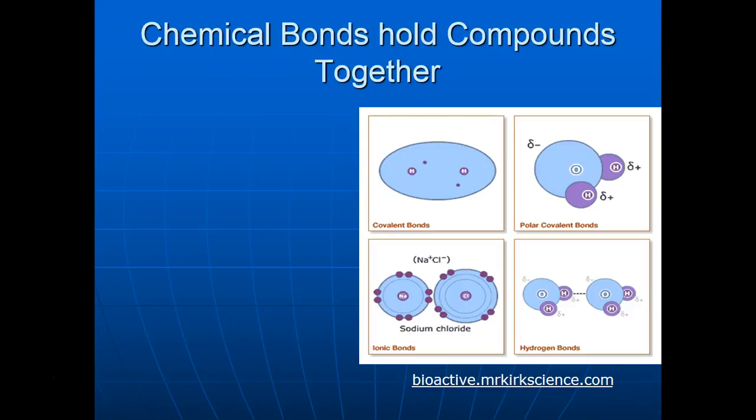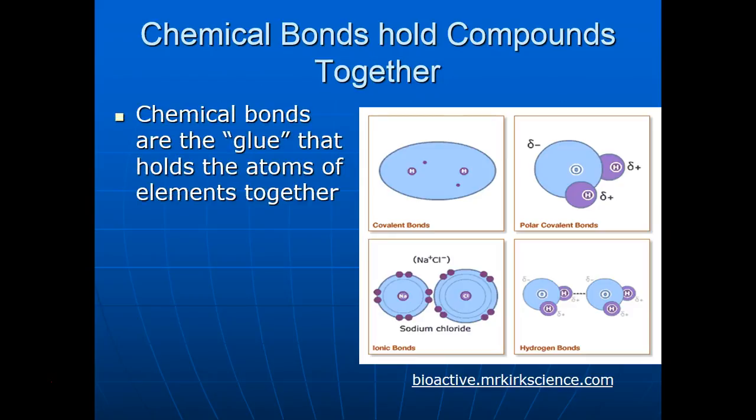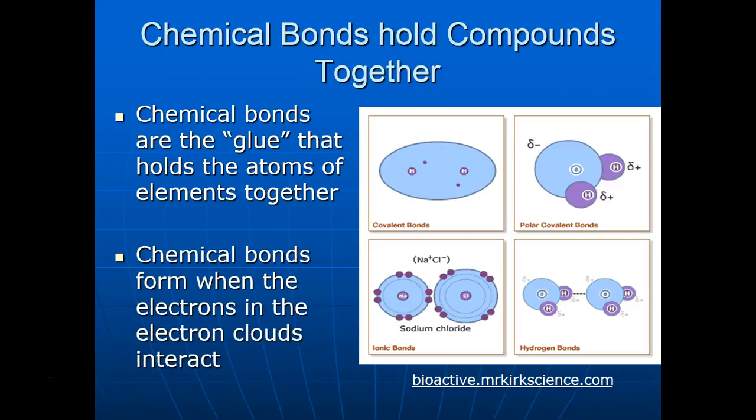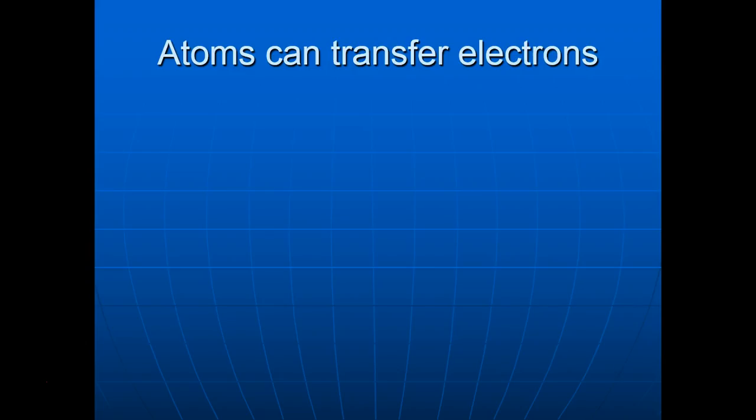So to form these compounds, we have to talk about different types of chemical bonding. Chemical bonds are the glue that hold the atoms of different elements together. They form when the electrons in the electron clouds interact with each other. So if you have 2 atoms that interact with each other and end up sticking together, that stuck togetherness is formed from chemical bonding that happens between the electrons of the 2 atoms.